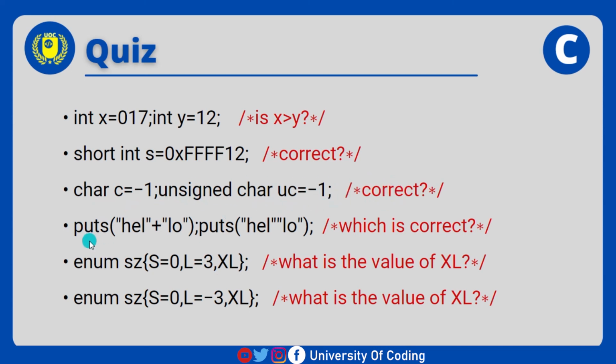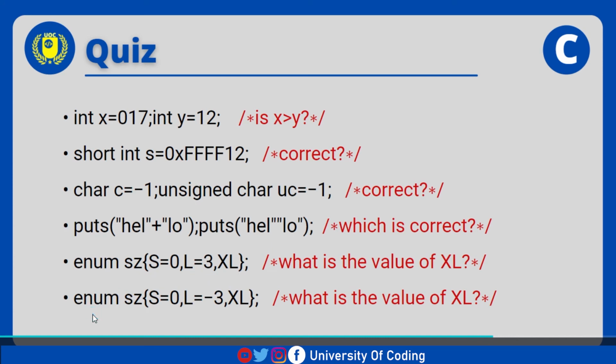So here in this function, two strings are written, and in between a plus is placed. So this will be incorrect. And this will be correct, because plus should not be there in between the strings. And enum, we have discussed this enum data type. So what is the value of Excel? And we have another enum, which is 0, -3. What will be the value of Excel is the question.